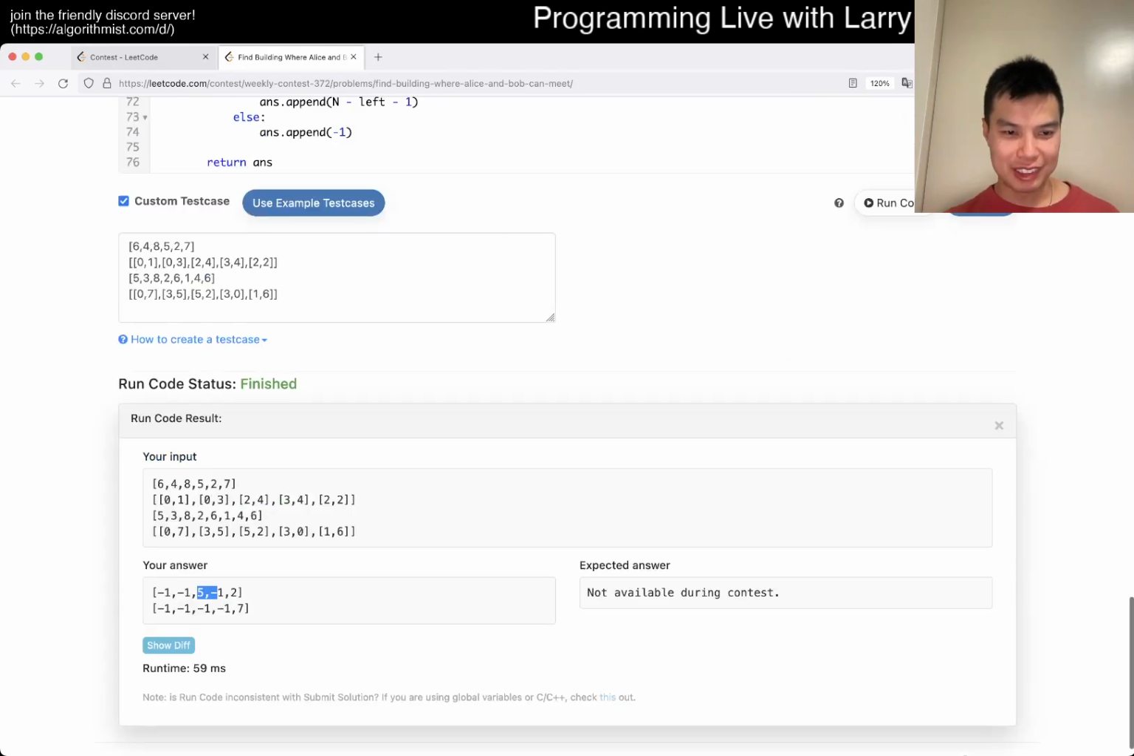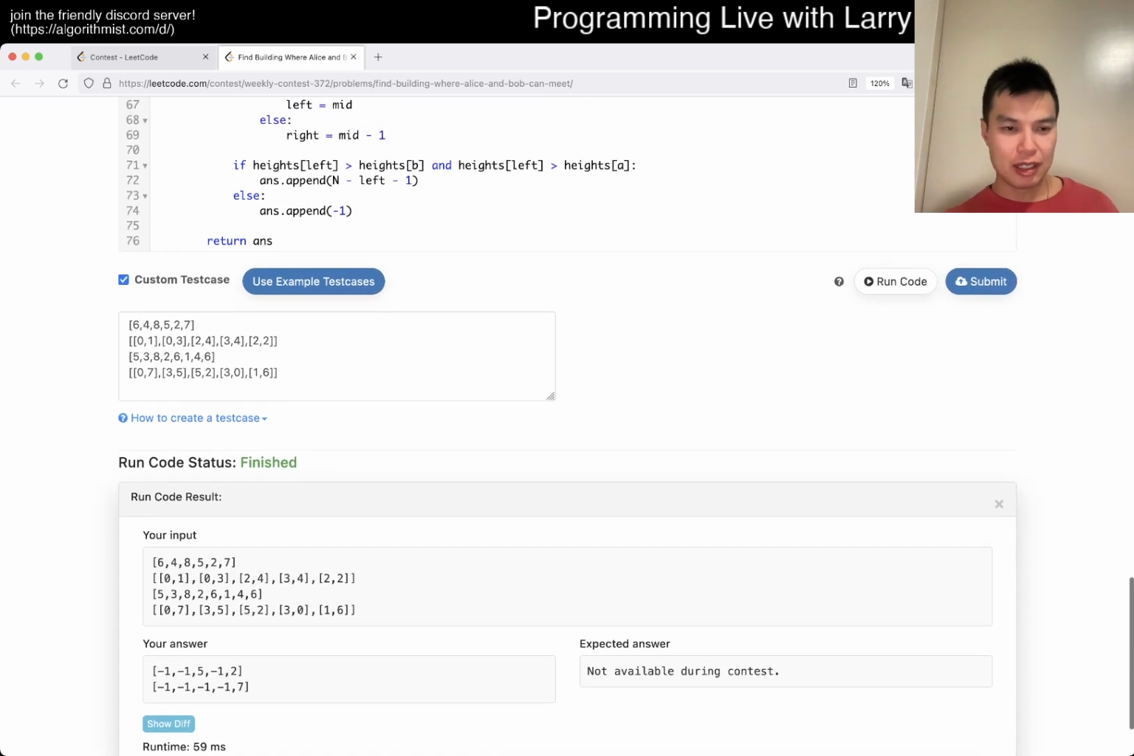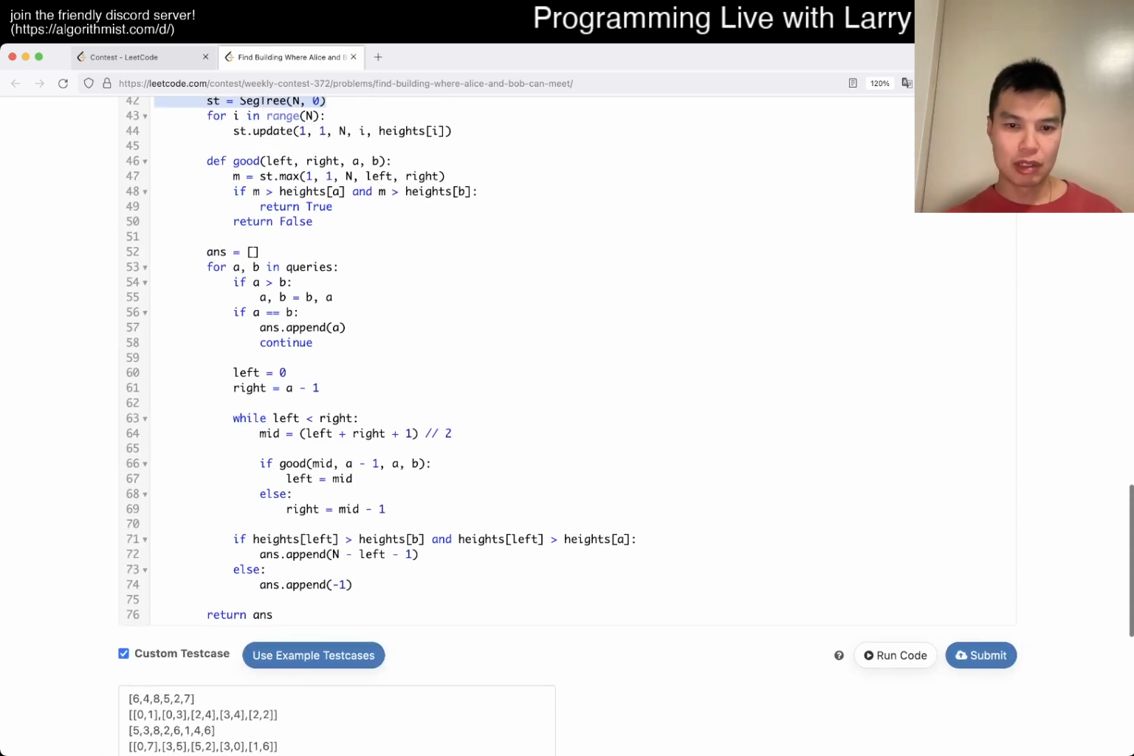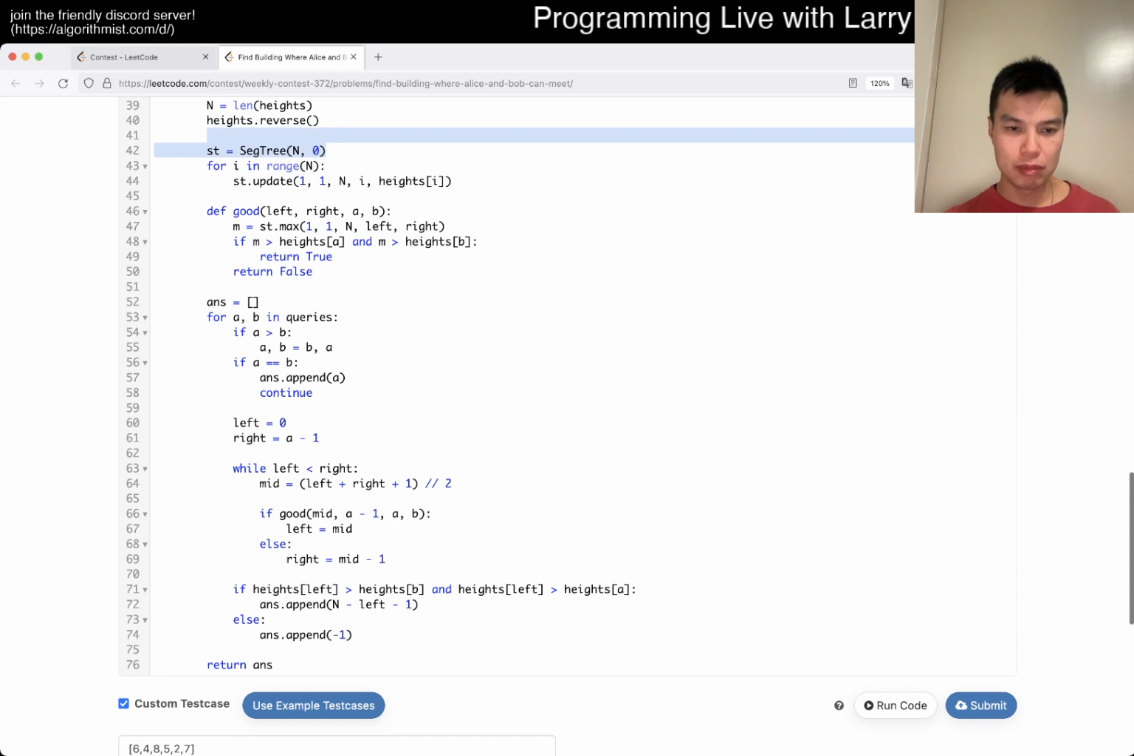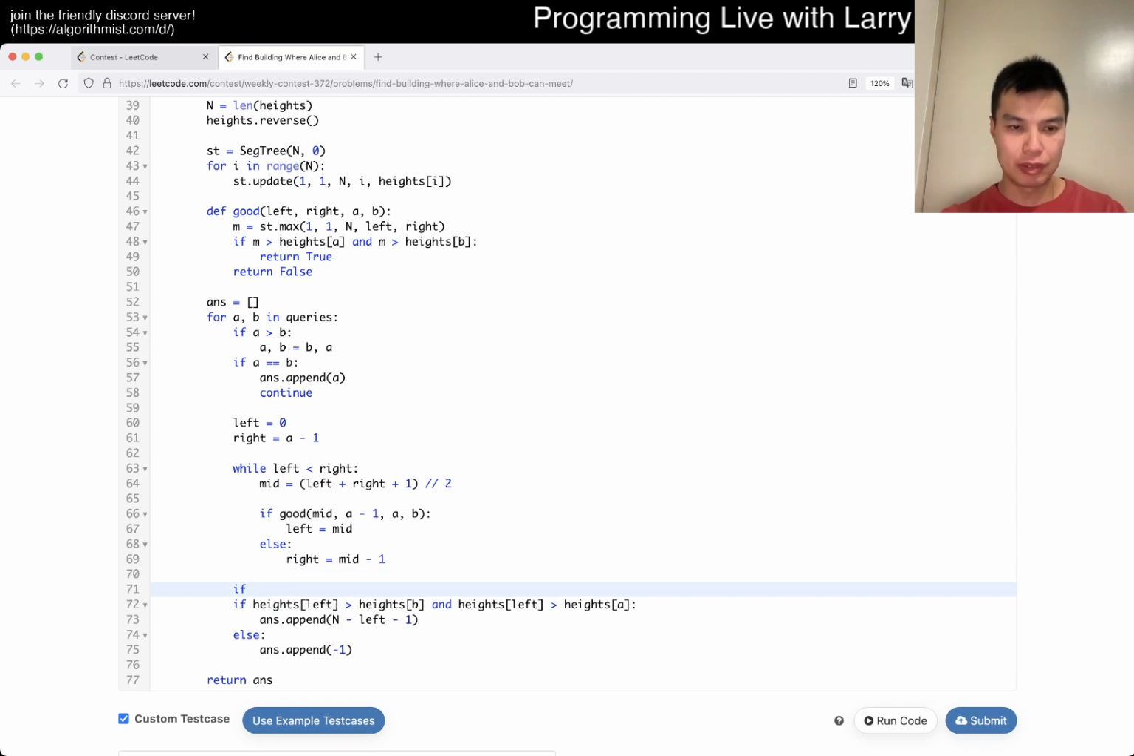Not even the right ones. Yikes. Why is this wrong? Tell me why. Oh, this isn't right. That's why I wrote it in a weird way. But okay, so if m is equal to left, left and a minus 1, yep. That's why I changed it back to writing it this way.